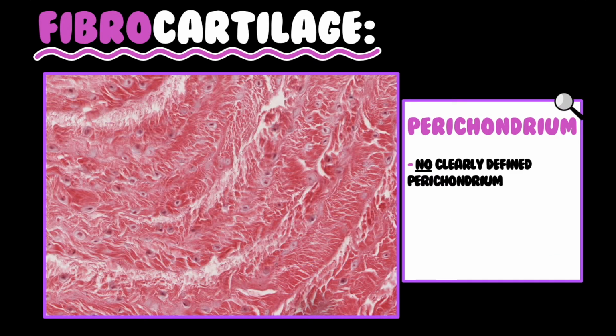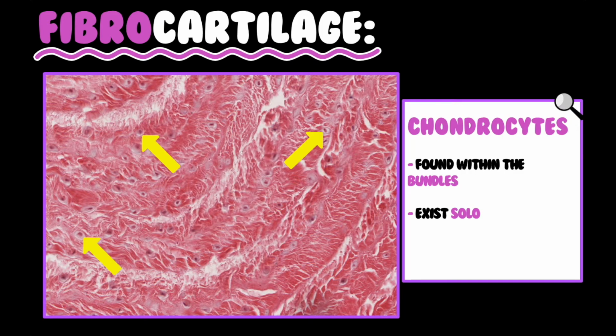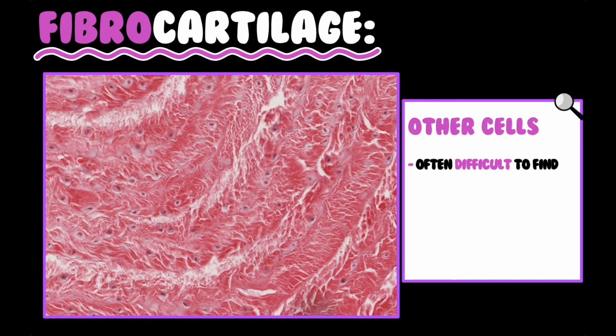The perichondrium, there is no clearly defined perichondrium in fibrocartilage, and the chondrocytes are found within the bundles but exist as solos. And the other cells are often difficult to find on histology slides.